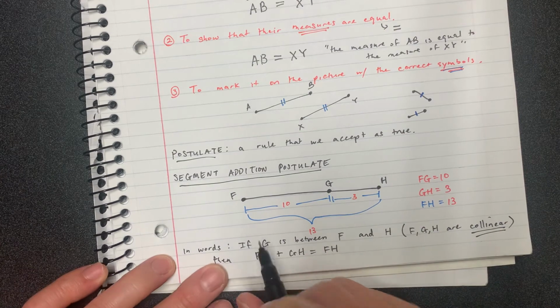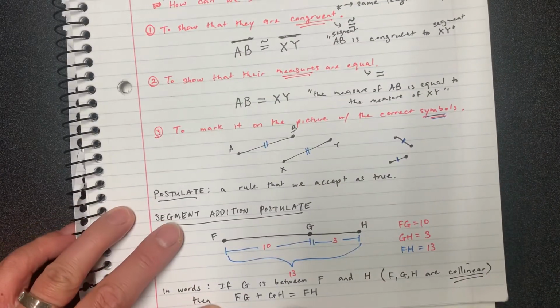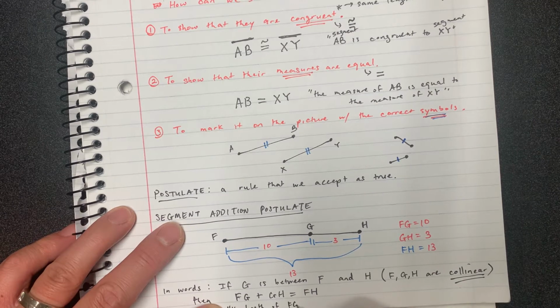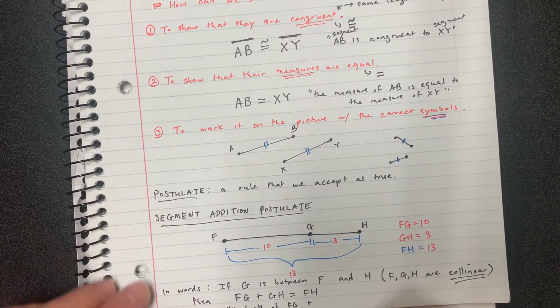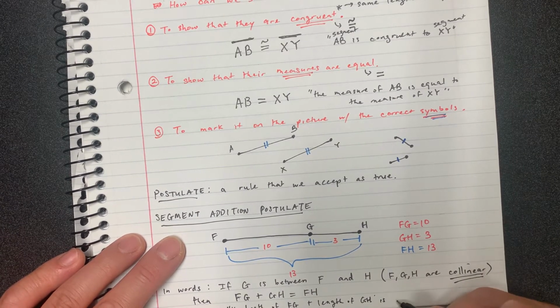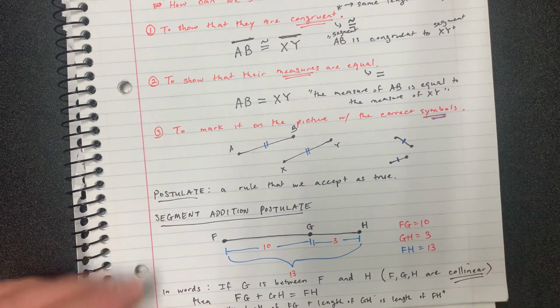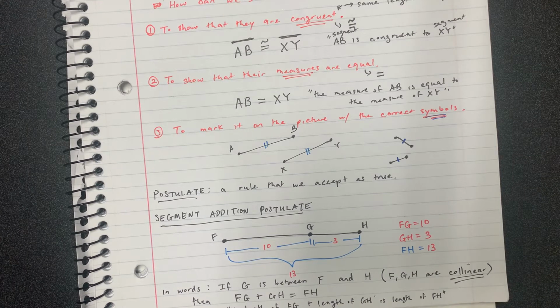From our notation here, the measure of FG, or the length of FG, plus the length of GH is the length of FH. And that is the segment addition postulate.